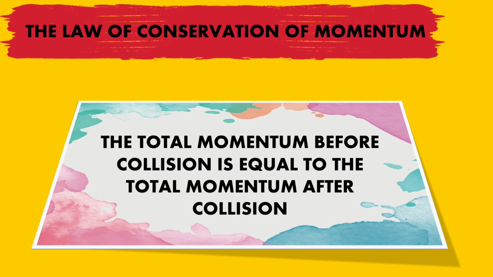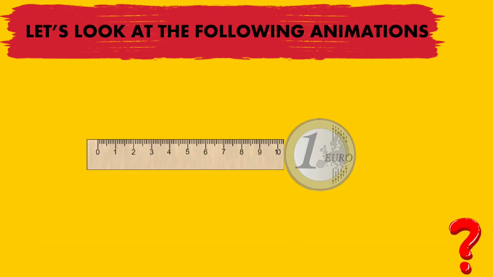The law of conservation of momentum states that the total momentum before collision is equal to the total momentum after collision. Now, let's look at the following animations to understand better the law of conservation of momentum. I am going to ask you this question. What do you think will happen when the ruler is pulled backwards and then pushed towards the coin? Pause the video and think of an answer.